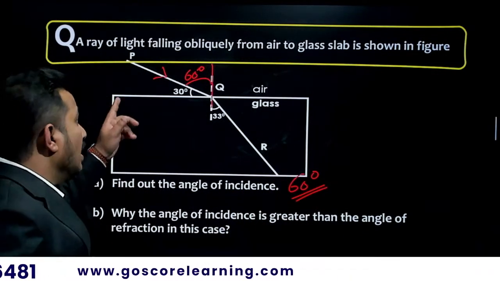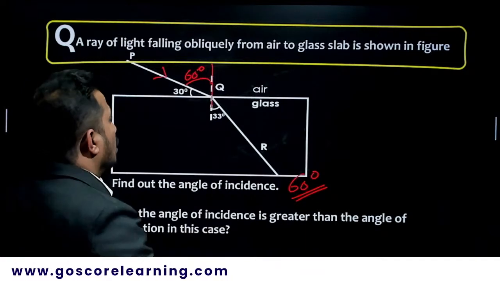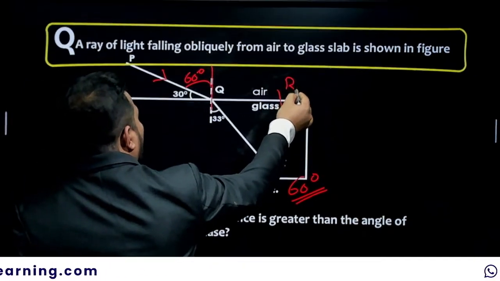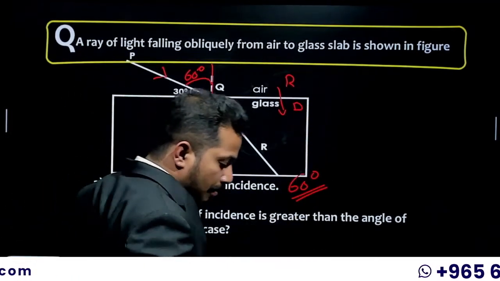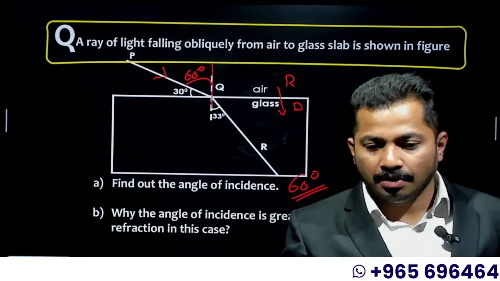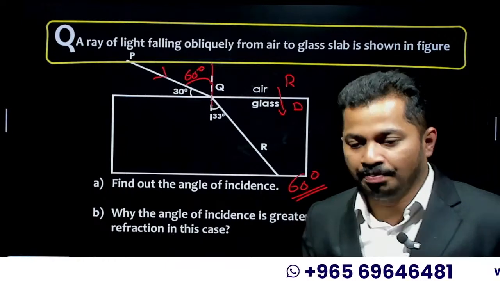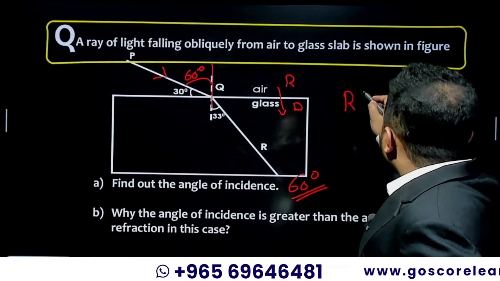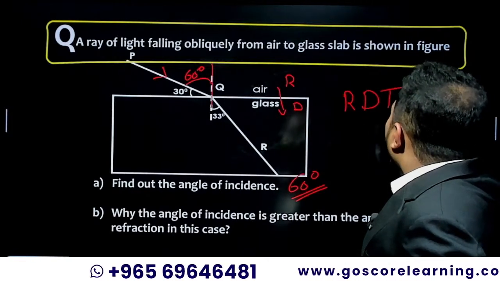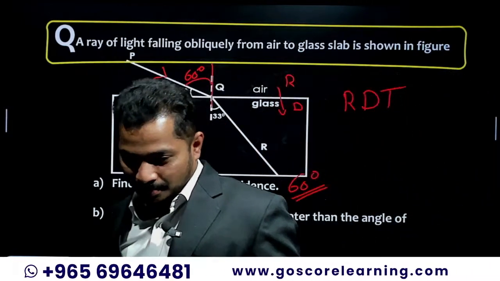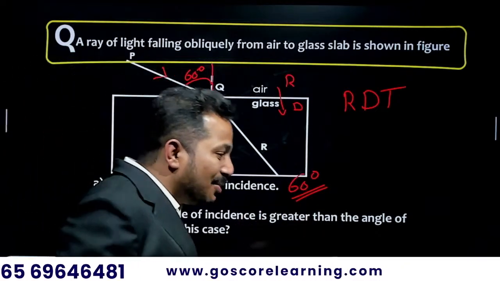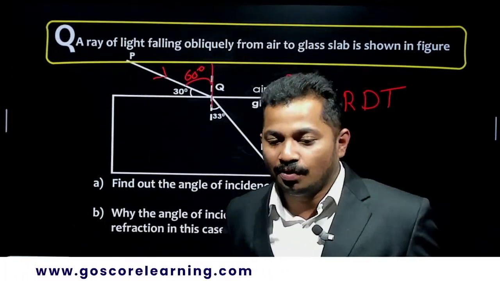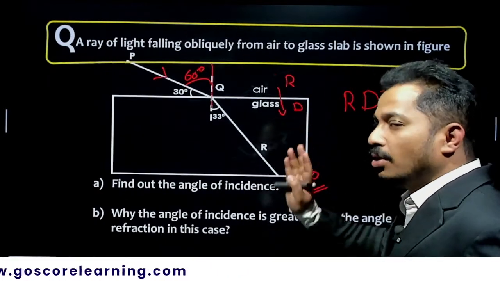So here light is traveling from air to glass. As you know, air is rarer medium and glass is denser medium, right? When light is traveling from rarer to denser, it deviates RDT. What is RDT? Rarer to denser towards the normal. So it will deviate towards normal.